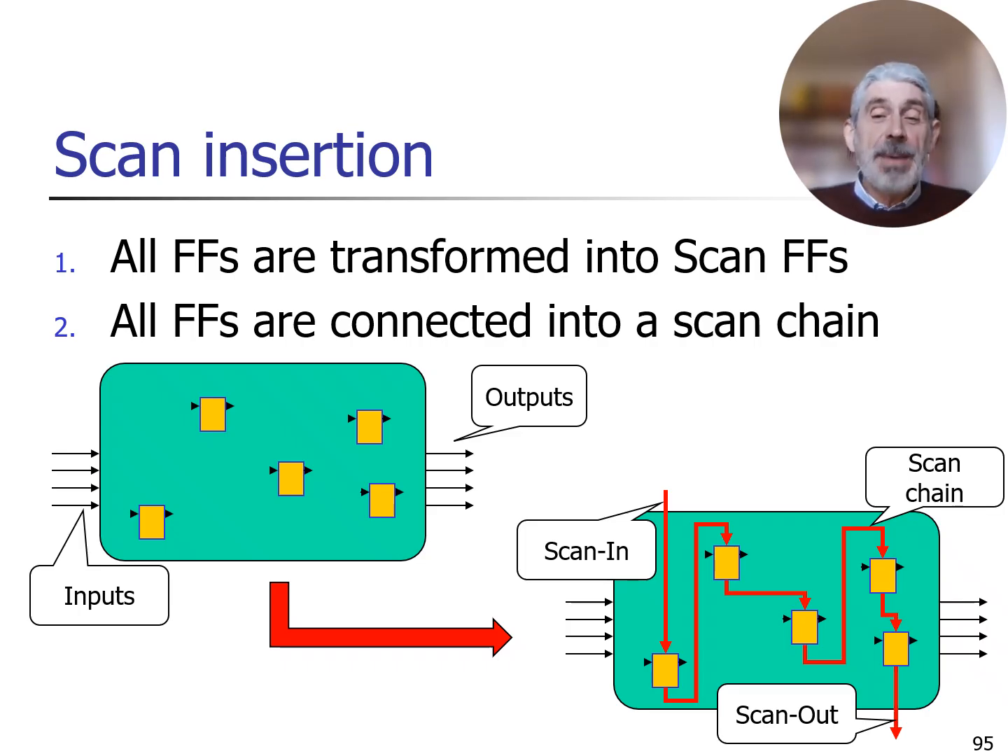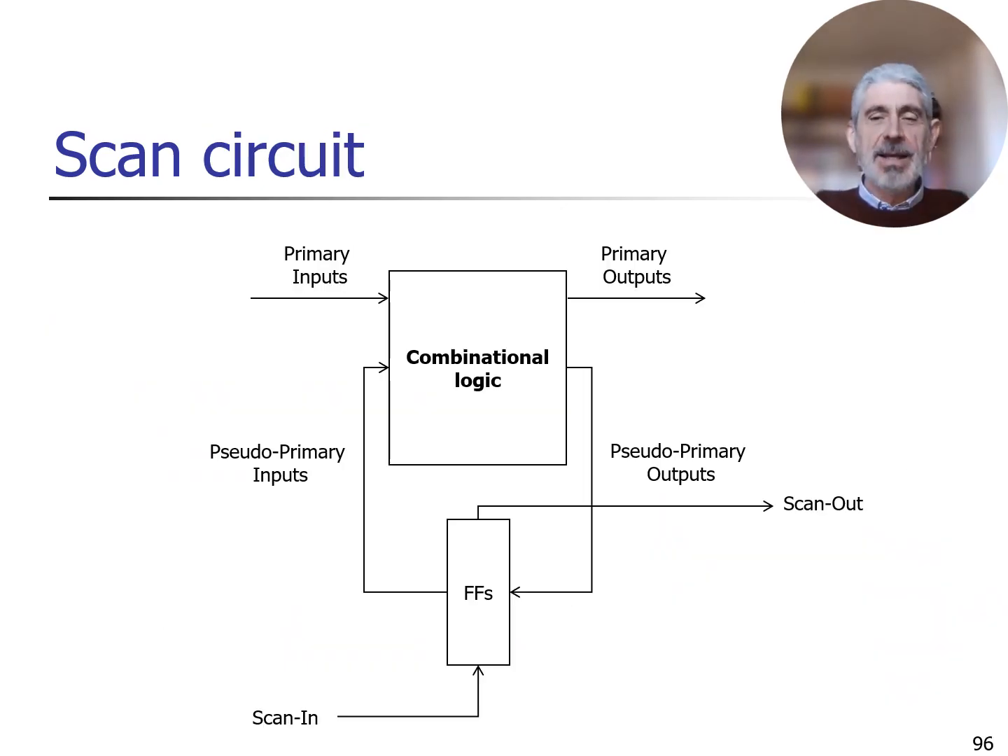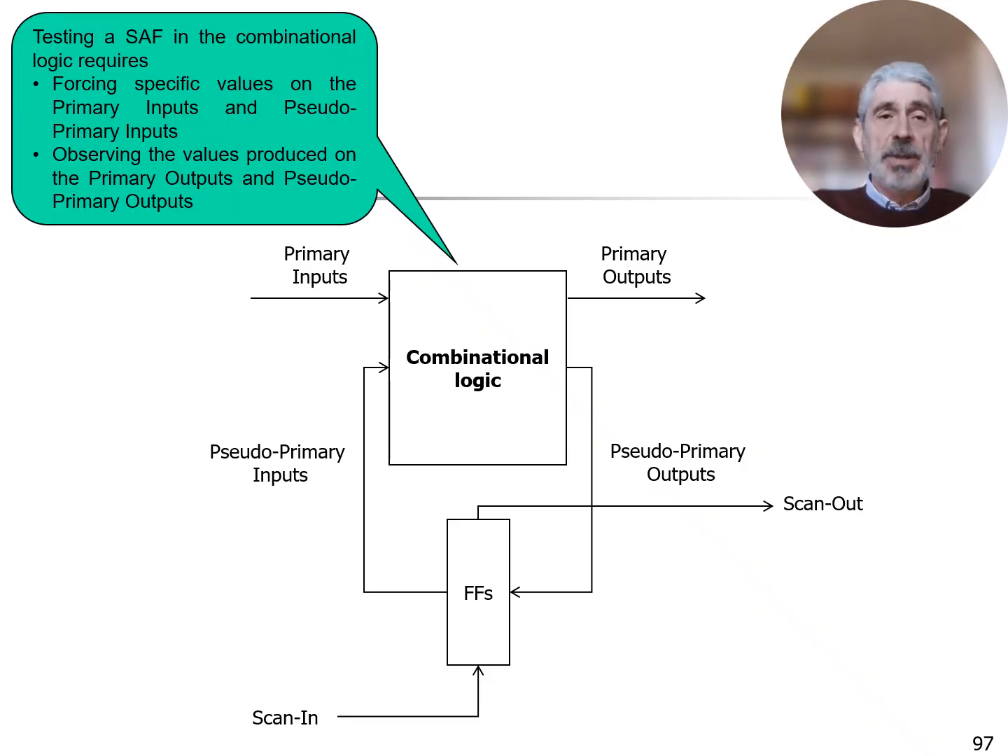How can we benefit from these transformations? Let's see how scan works. This is our circuit. The problem is that for testing a stuck-at fault in the combinational logic, we cannot control the pseudo-primary inputs and we cannot observe the pseudo-primary outputs. But now the flip-flops are scan flip-flops, and there are these additional scan-in and scan-out signals that can be used. So let's imagine that we are considering a stuck-at fault in the combinational logic.